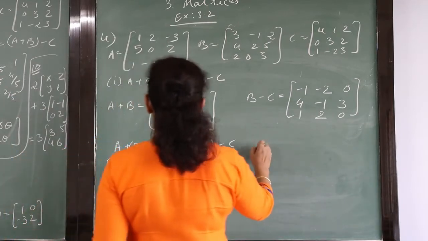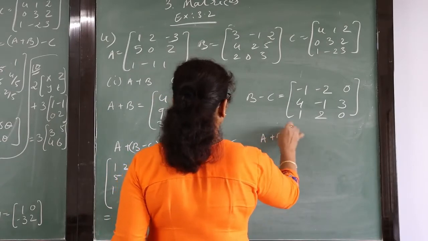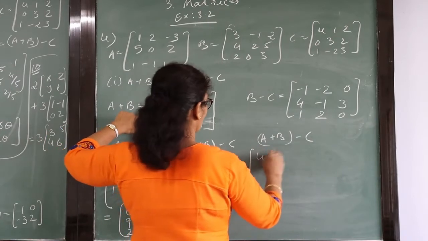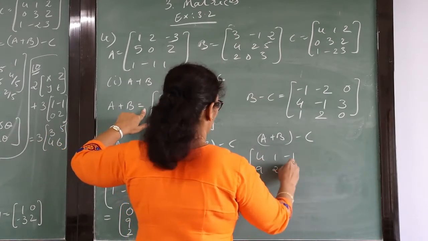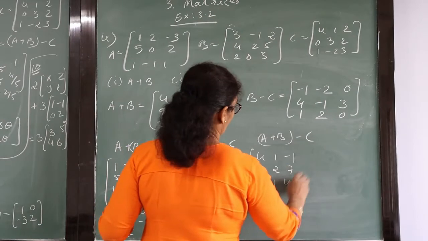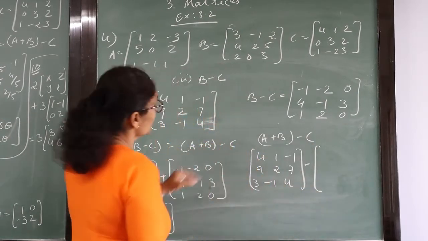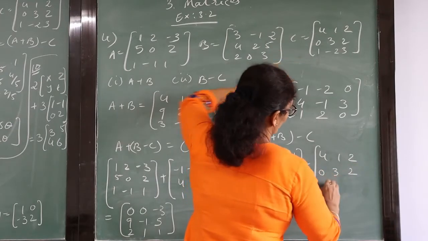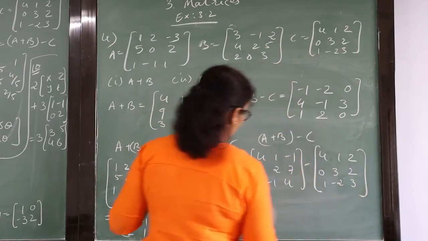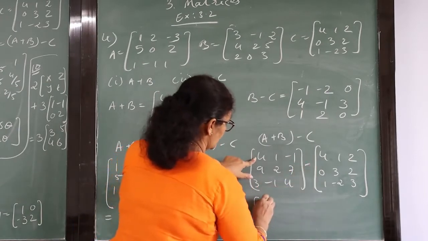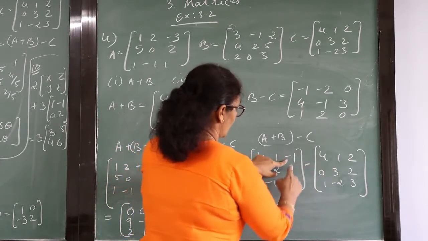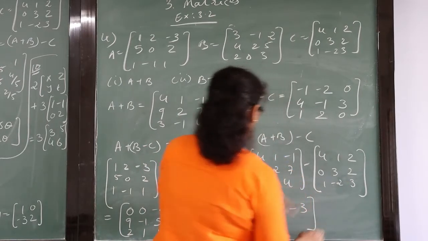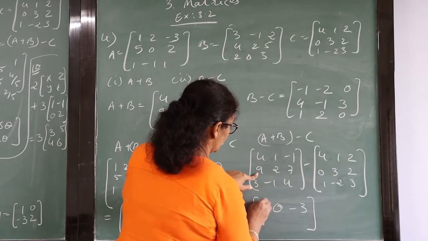For the second result you have to find A plus B minus C. We have already A plus B, so let's write it directly. Minus. Now C you know, 4, 1, 2, 0, 3, 2, 1, minus 2, 3. Simplify it. 4 minus 4, 0. 1 minus 1, 0. Minus 1 minus 2 will be minus 3. 9 minus 0 is 9.